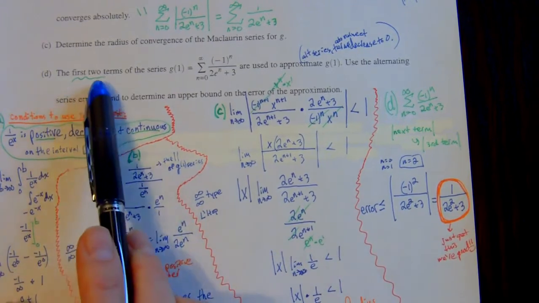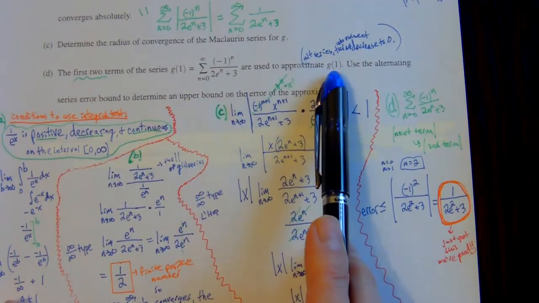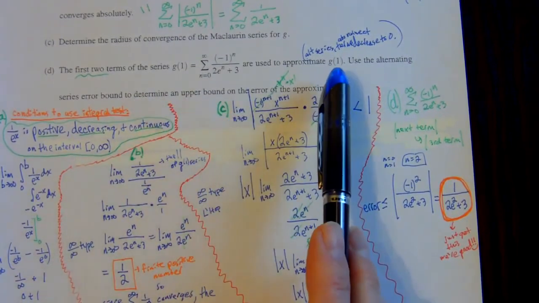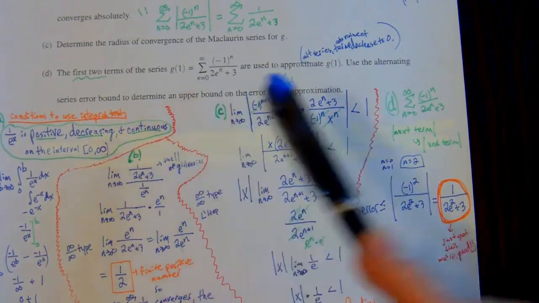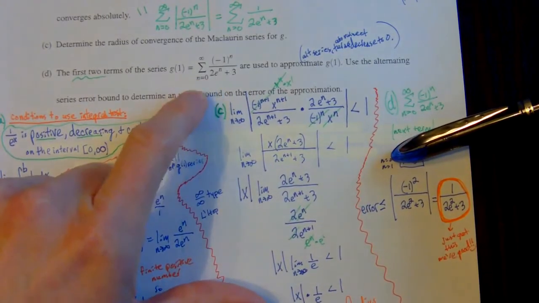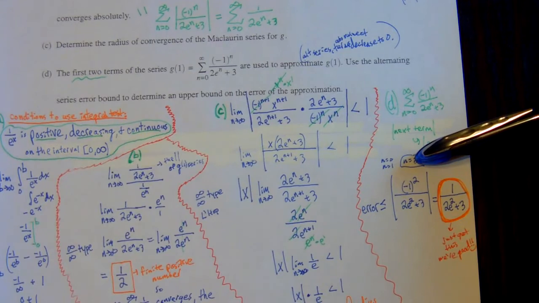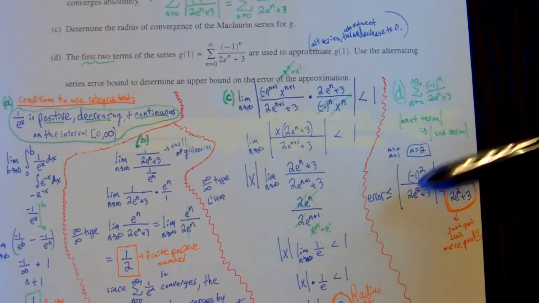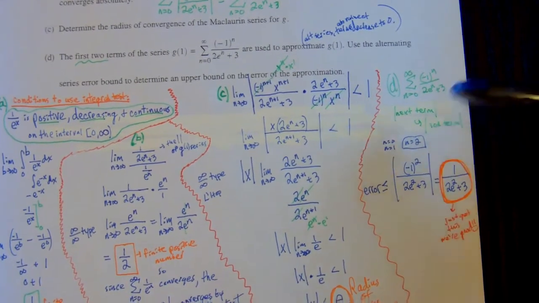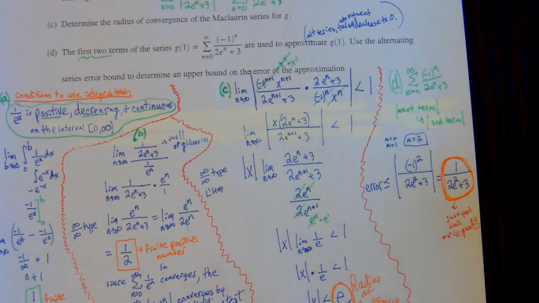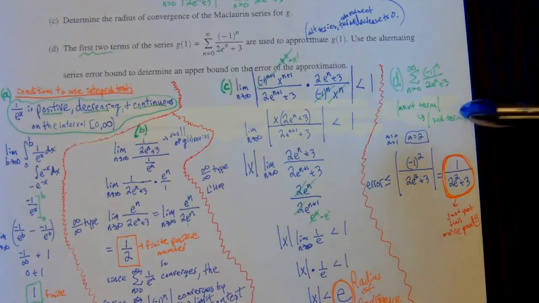So they told us the first 2 terms were used to approximate G of 1, and then it says use the alternating series bound. So if you use the first 2 terms already, it started at n equals 0. So n equals 0 was the first term, n equals 1 was the second term. So that means n equals 2 will be the third term. And so you just do the absolute value of that. So technically the error is less than or equal to, that's the maximum that it is going to be. So you just got to find the next term in that sequence there.